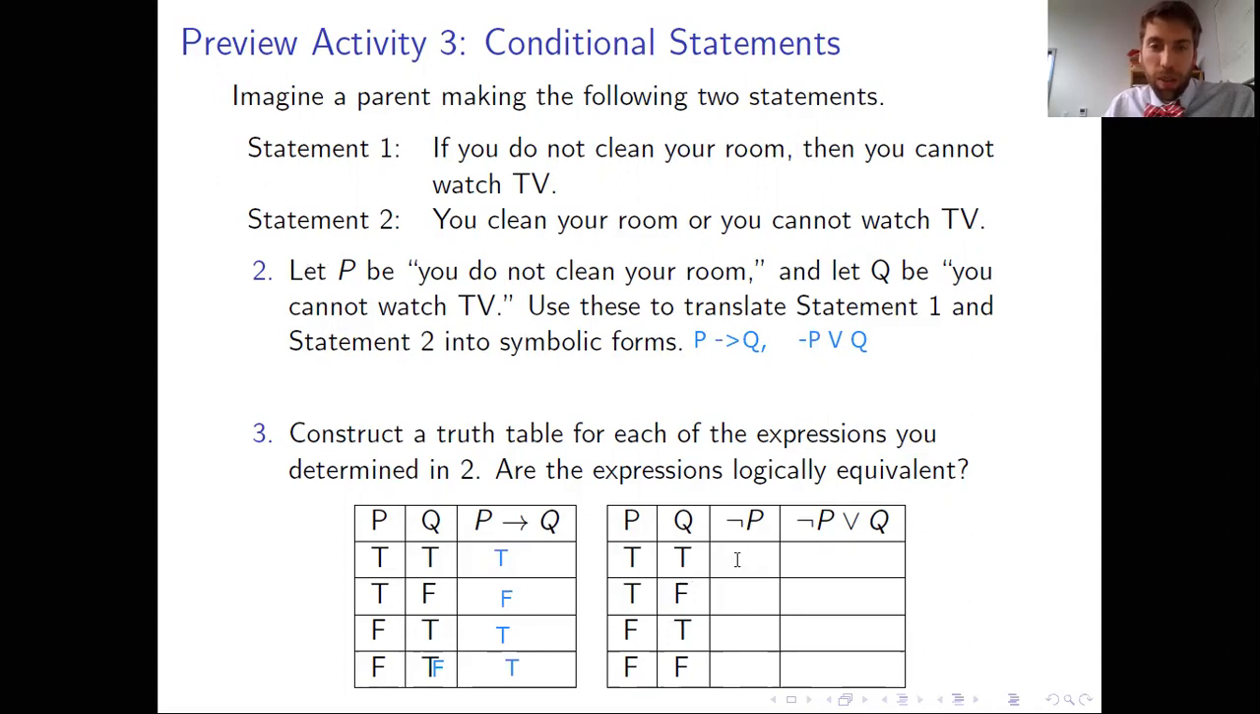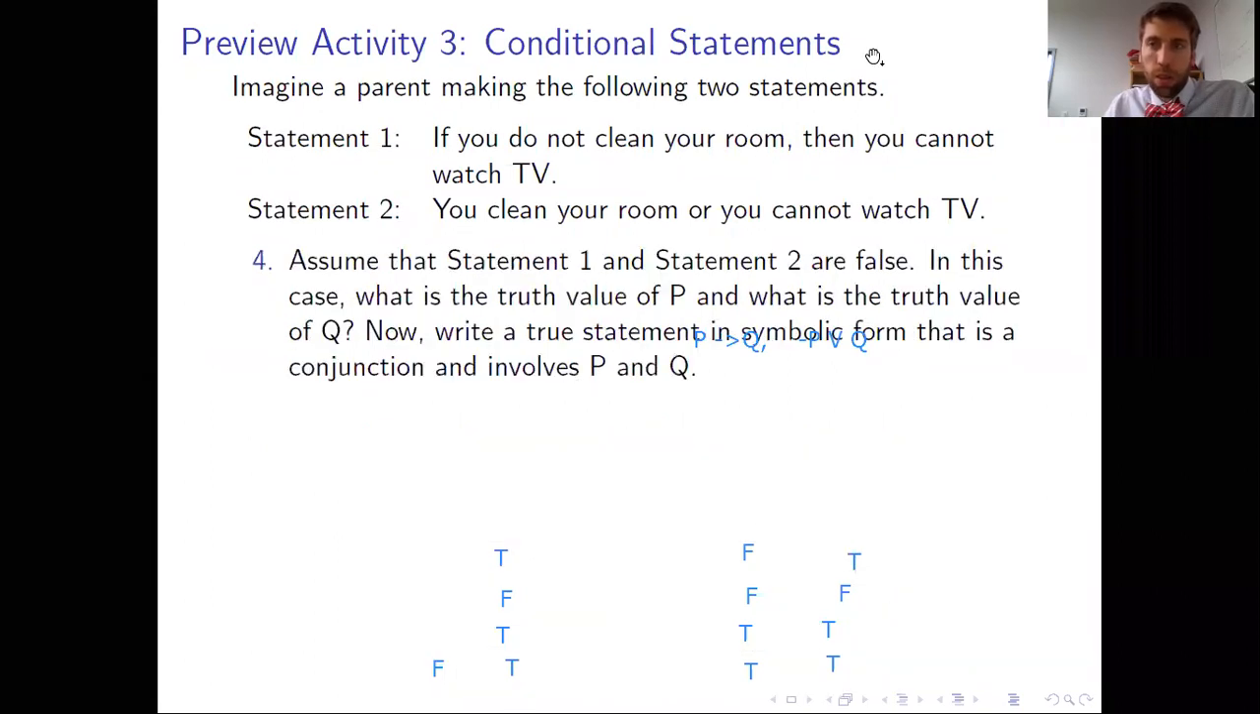All right, now here, we have to negate P. So negating P gives us false, false, true, true. And then not P or Q: as long as one of them is true, it's true. So that's true. They're both false here, so that's false. And here one of them is true, and here one of them is true. So we see that they have the same truth values. They're equivalent. Clear the drawings.